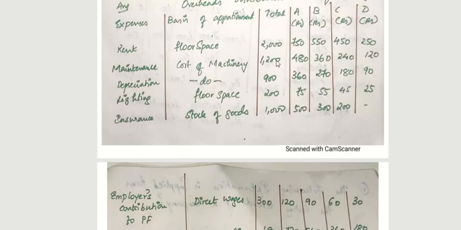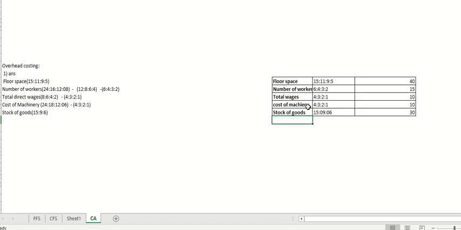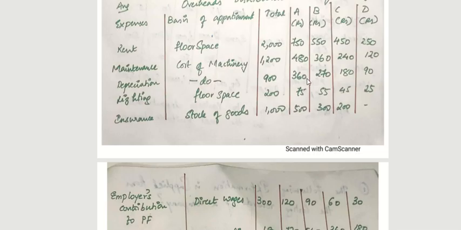4:3:2:1. So this 1200, when you apportion, we get it as 480, 360, 240 and 120. Your depreciation also is based on cost of machinery. So 900 into 4:3:2:1. So 360, 270, 180 and 90.